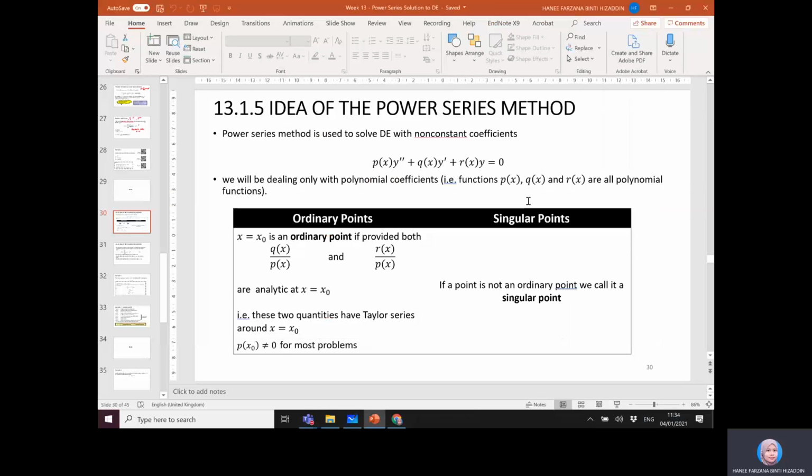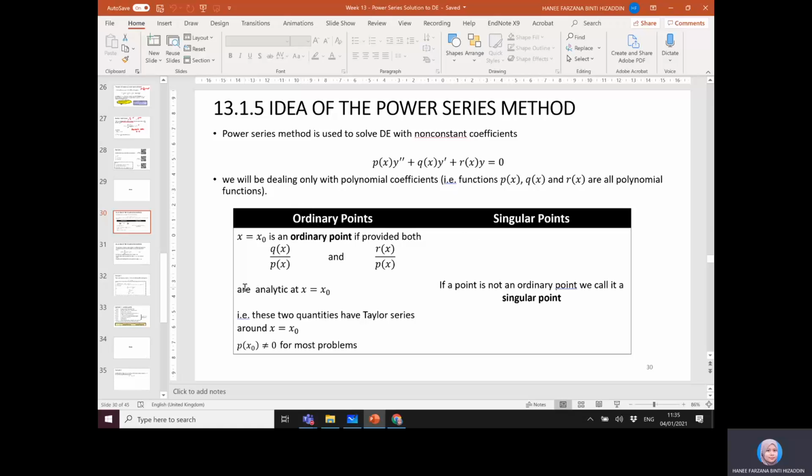So in this part of the video, we will continue to use the power series method to solve differential equations with non-constant coefficients. Let's say you are given the differential equation in this form. P of x is the non-constant coefficient of the second derivative of y. So P of x times y double prime plus Q of x times y prime plus R of x times y equals 0. And we will be dealing with only polynomial coefficients, i.e. the functions P of x, Q of x, and R of x are all polynomial functions.